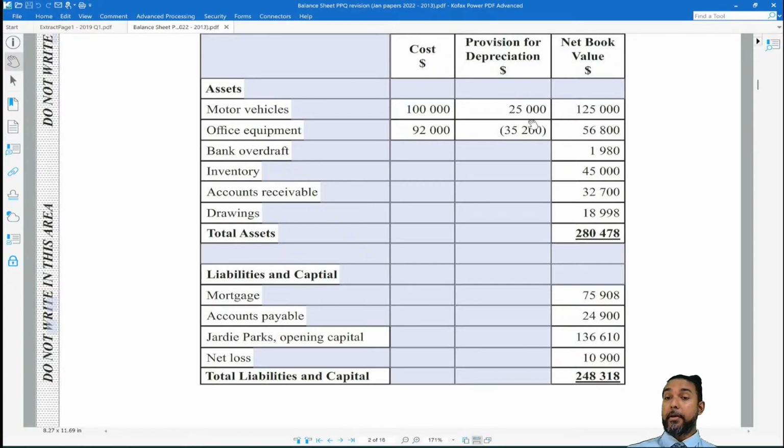The depreciation? Yeah, yeah. The error they made here was they added the depreciation to the cost. But depreciation is never supposed to be added to the cost. Always supposed to be subtracted.